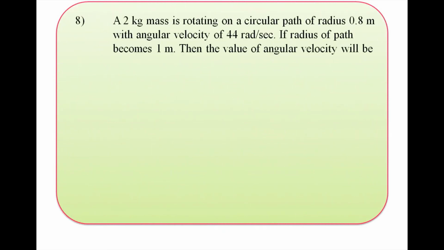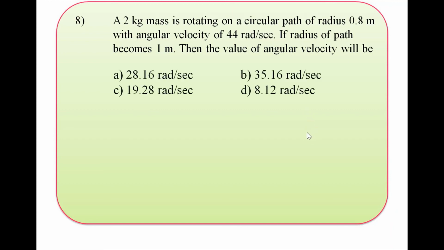A 2 kg mass is rotating on a circular path of radius 0.8 meter with angular velocity of 44 radian per second. If radius of path becomes 1 meter, then the value of angular velocity will be. So let's see the options.